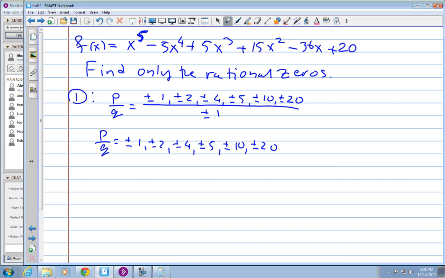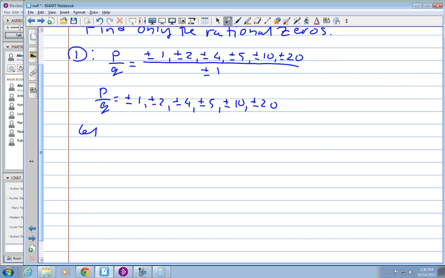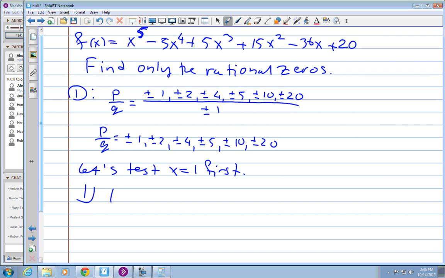And then we'll drop 5th degree to 4th degree. Then we're going to look at the 4th degree and see whether that one is friendly. So let's test x equals 1 first. You should always do the test, even if we're certain that 1 is going to work, and we are in this case, because you have to do the test to reduce your polynomial. That's the biggest benefit of that. So when you run 1 through this, what are the coefficients? 1, negative 5, 5, 15, negative 36, 20.